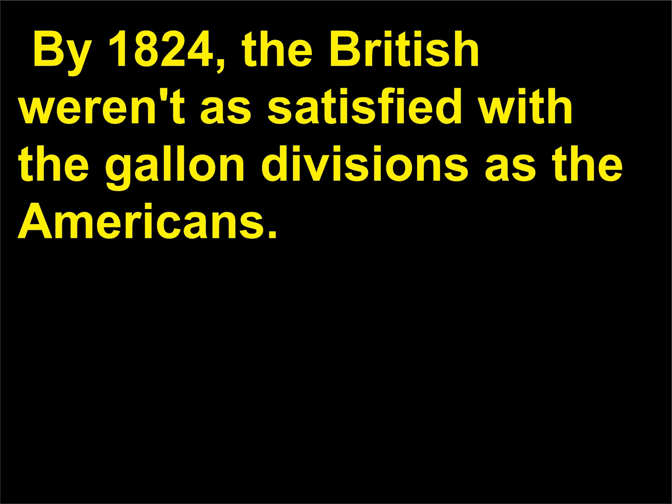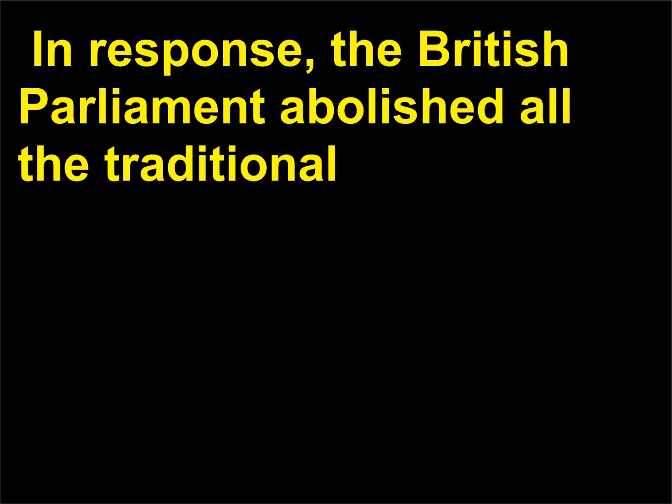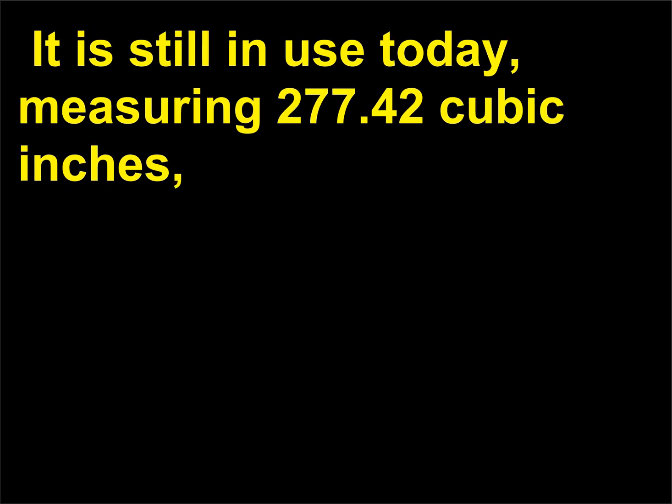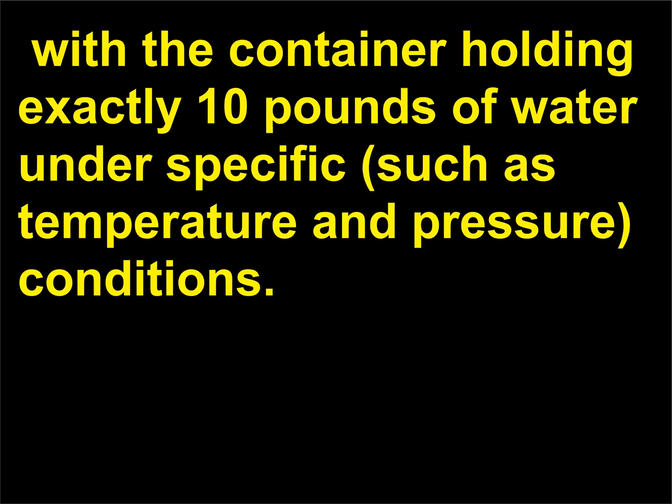By 1824, the British weren't as satisfied with the gallon divisions as the Americans. In response, the British Parliament abolished all the traditional gallons and established a system based on the imperial gallon. It is still in use today, measuring 277.42 cubic inches, with the container holding exactly 10 pounds of water under specific conditions, such as temperature and pressure.